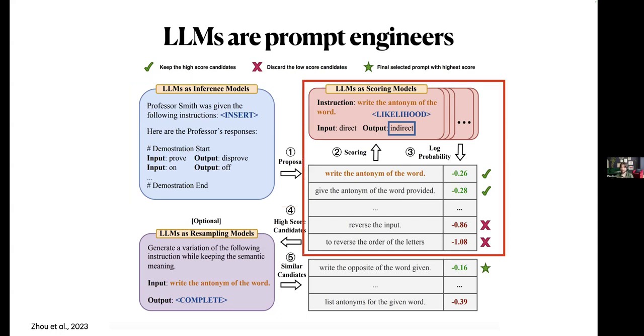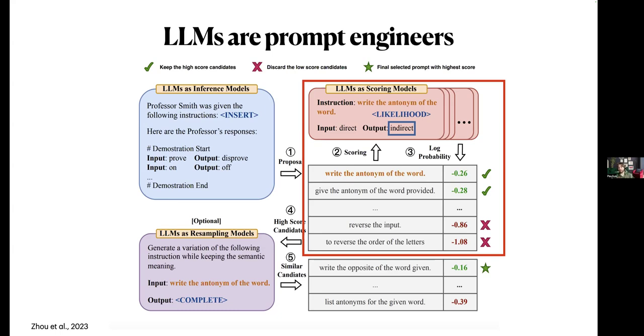Some of the hypotheses you can see are that you write the antonym of the word, or you give the antonym of the word provided. Some worse hypotheses are that you reverse the input, or that you reverse the order of the letters. So the first thing the language model does is provide hypotheses about what it is that you were doing. This is called large language models as inference models.